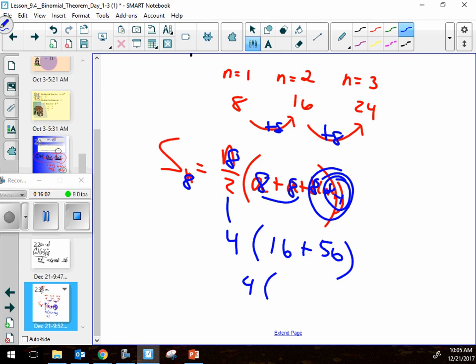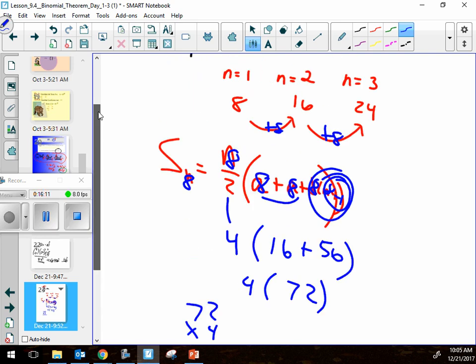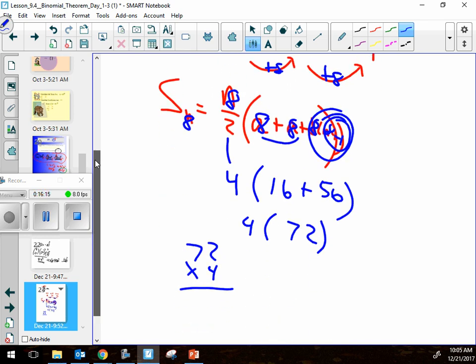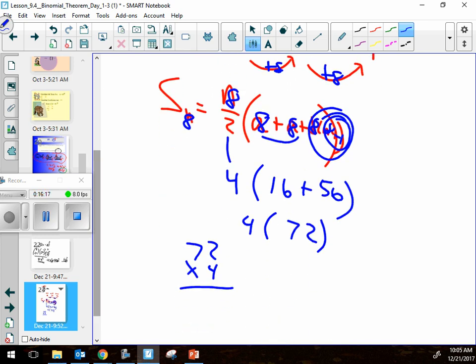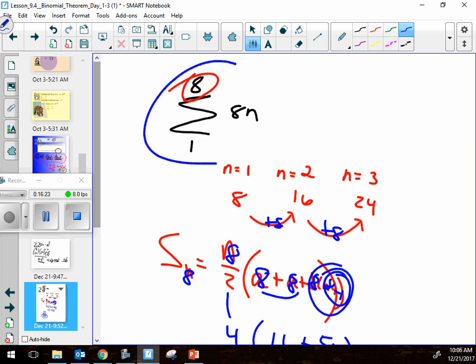4 times 72, and there's our final answer for this series, which was given to us in this format. 288 is the sum of this series with this sigma notation.